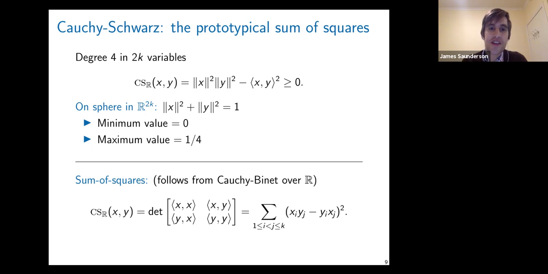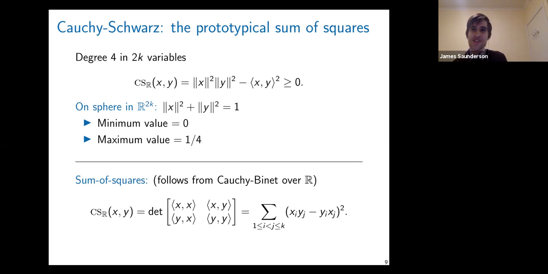If we think about this as restricted to the unit sphere in 2k variables, then the minimum value is 0. Okay, take orthogonal vectors x and y, and the maximum value is 1/4, just because of the scaling on the sphere. Okay, and this is not going to be our example, because in fact this Cauchy-Schwarz form is a sum of squares. One way to see that is to write it as a determinant of a 2x2 Hermitian matrix like this, and expand that determinant using the Cauchy-Binet formula. So this will give us a sum of squares description.